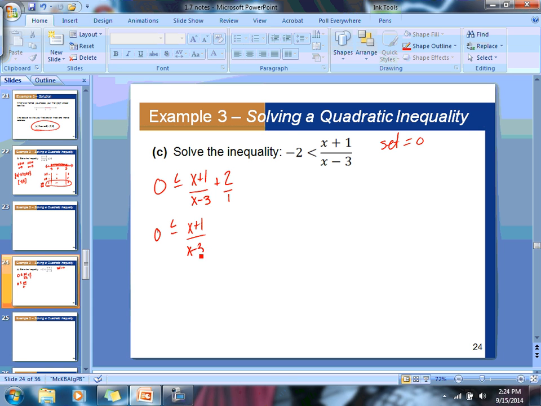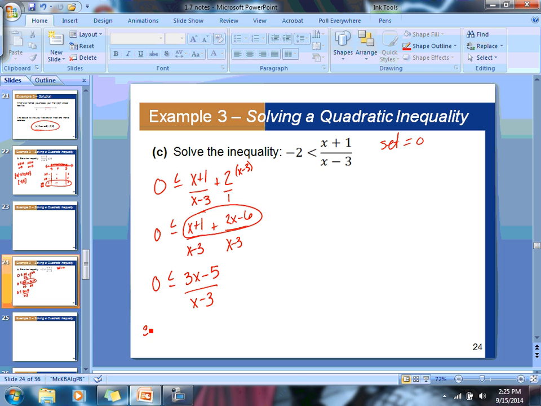So that first fraction is not going to change. My second fraction, though, if I want it to be over x minus 3, I'm going to have to multiply the 2 by the x minus 3. So that'll get me the 2x minus 6. And then I can write this all as one big fraction. If I combine my like terms going across my numerator here, I'm going to have 3x minus 5 over x minus 3. So I still have a division problem, but now I have one numerator and one denominator.